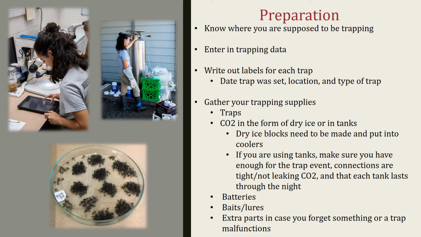You're going to gather your trapping supplies, and this includes the traps, of course, CO2 in the form of either dry ice or in tanks, depending on where you work. If you have to make dry ice, you need to go to a tank and make blocks and put them in the coolers. An example of this is in the top right corner picture. That's us making dry ice.